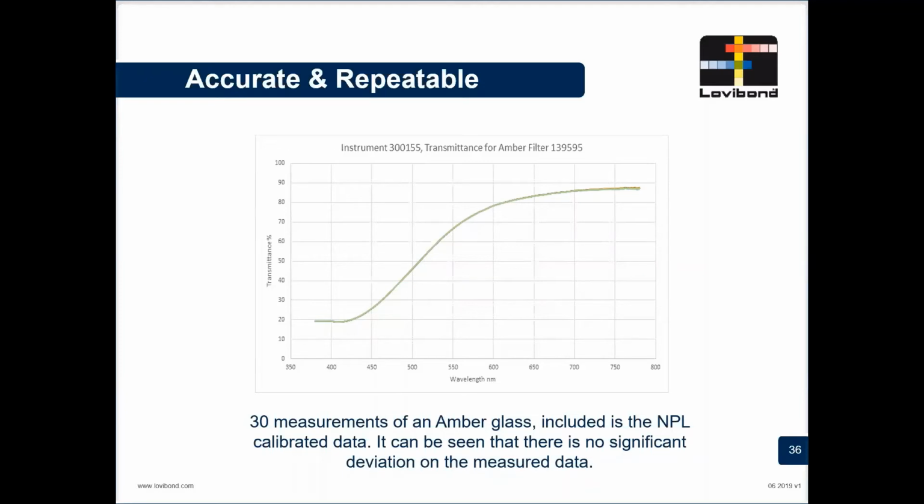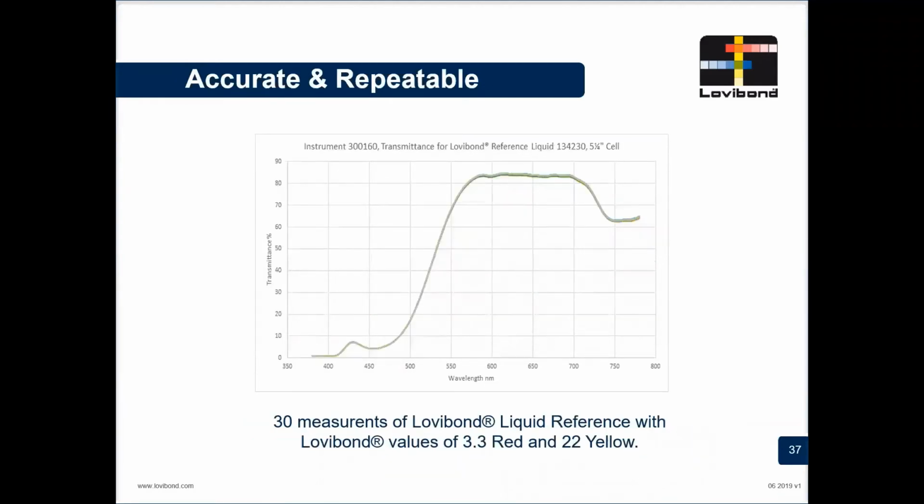But you're going to say to me, that's a filter, but I'm measuring a liquid in a glass cell. So we also looked here at using a Lovibond reference liquid in a 5¼ inch cell. We get a slightly bigger spread in the values because we're using a glass cell, but you can see again, everything's pretty well repeatable and on top of each other. And when I actually do the measurement and read the numbers off, I'm pretty well getting 3.3 red and 22 yellow on this sample for all 30 of those measurements.